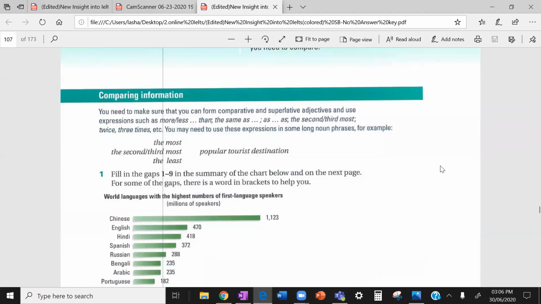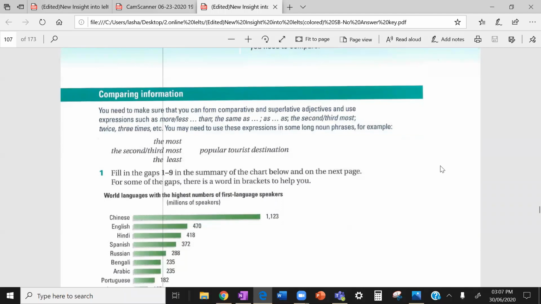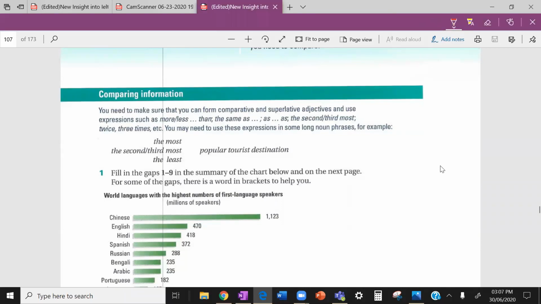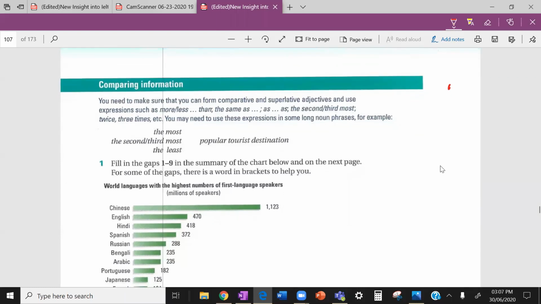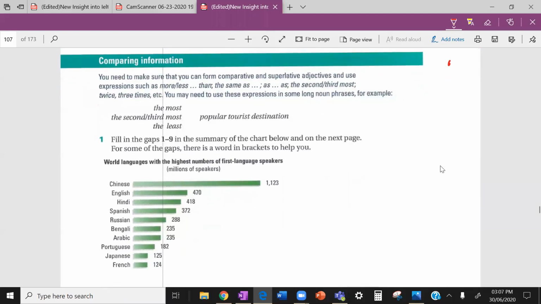Comparing information. You need to make sure that you can form comparative and superlative adjectives and use expressions such as more, less, than, the same as, the second, third most, twice, 3 times, etc. You may need to use the expressions in some long noun phrase, for example, the most, the second, third most, the least. Then question number 1, fill in the gaps 1 to 9 in the summary of the chart below. On the next page, for some of the gaps, there is a word in brackets to help you.